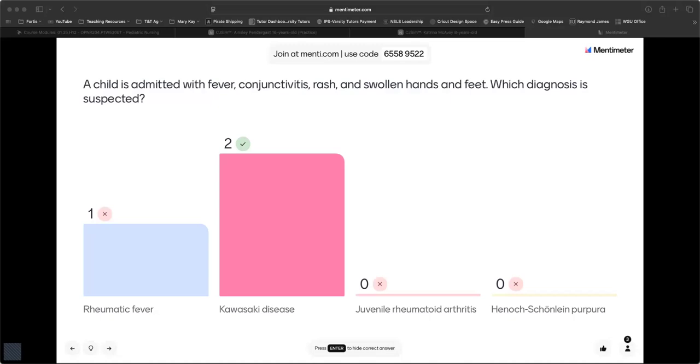Typically these patients will come into the ER because they've had some sort of viral illness for the last week or so, really high fever, and they're just not getting any better. When they come into the ER, we see that they have conjunctivitis or look like they have pink eye. They have rashes on their body, swollen hands and feet, cracked skin, really dry lips. That is classic Kawasaki's disease.